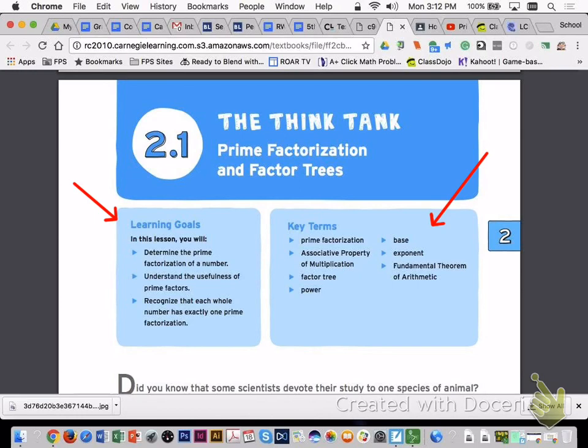Key terms to look for in lesson 2.1: prime factorization, the associative property of multiplication, factor tree, power, base, exponent, and fundamental theorem of arithmetic.